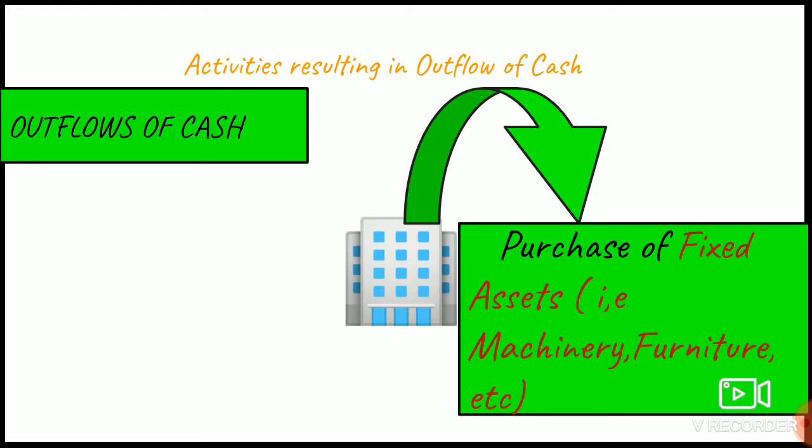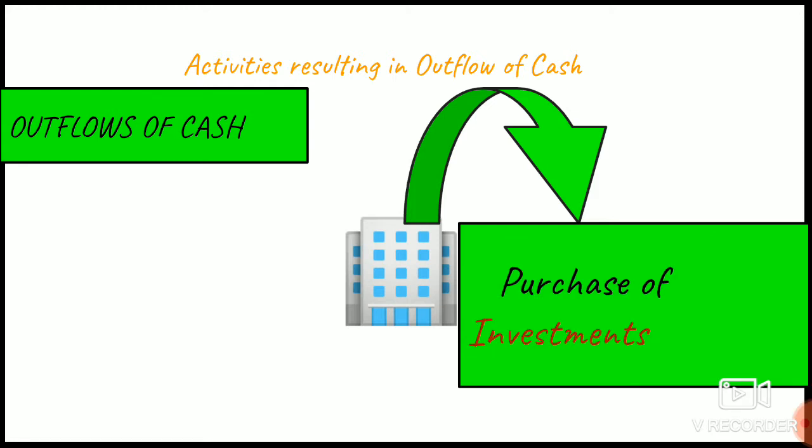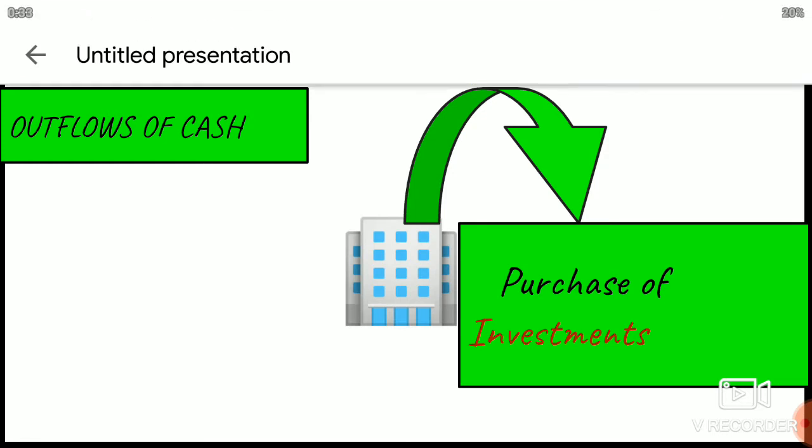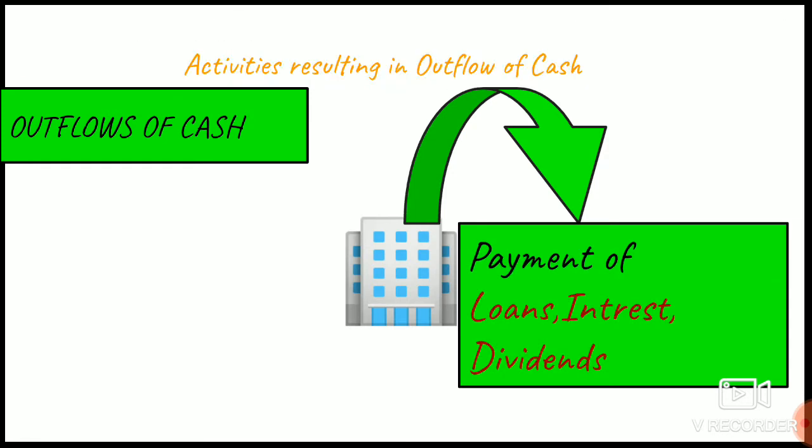Cash purchase of fixed assets like purchase of machinery, furniture, etc. will also result in an outflow of cash in the business. Then purchase of investment, for example, purchasing securities like shares, debentures, and other securities will result in an outflow of cash. Payment of long-term loans, interest, dividends, etc. will also result in an outflow of cash.